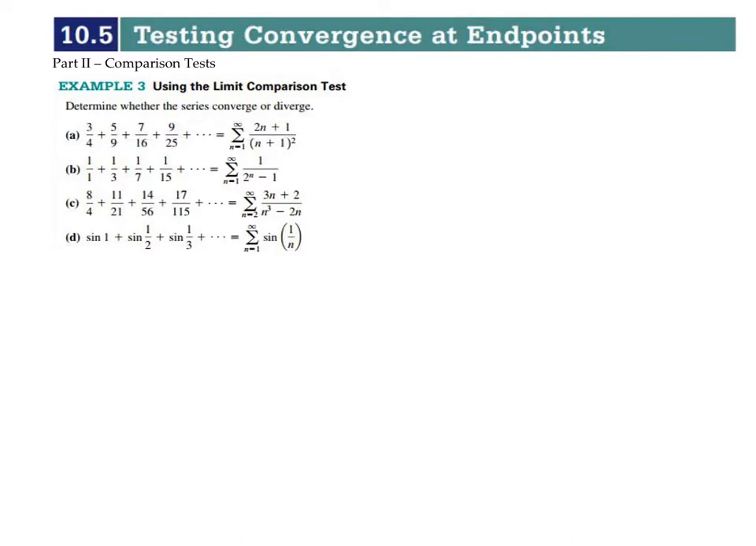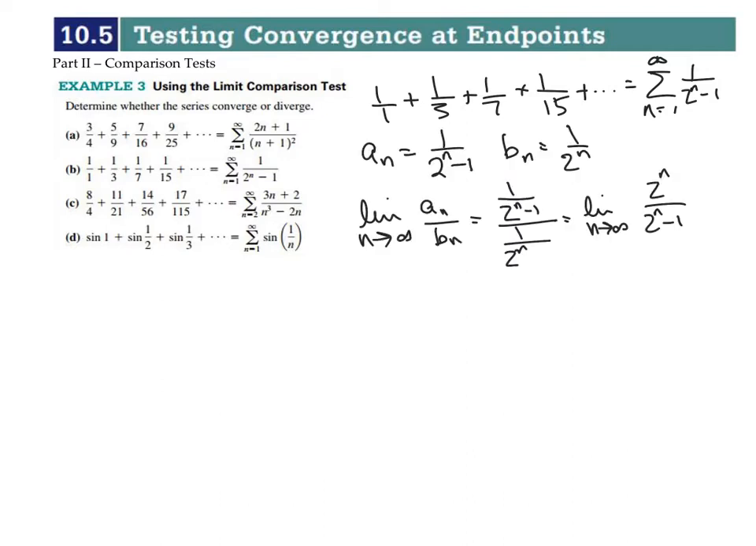Let's take a look at the second one. The second series is a little bit different. This is very much like the series 1 over 2 to the n, so that's the one I'm going to compare it with. At this point, it should be pretty obvious that the limit's going to be 1, and if you don't see that, just divide the entire top and bottom through by 2 to the n. So this series and 1 over 2 to the n either both diverge or both converge.